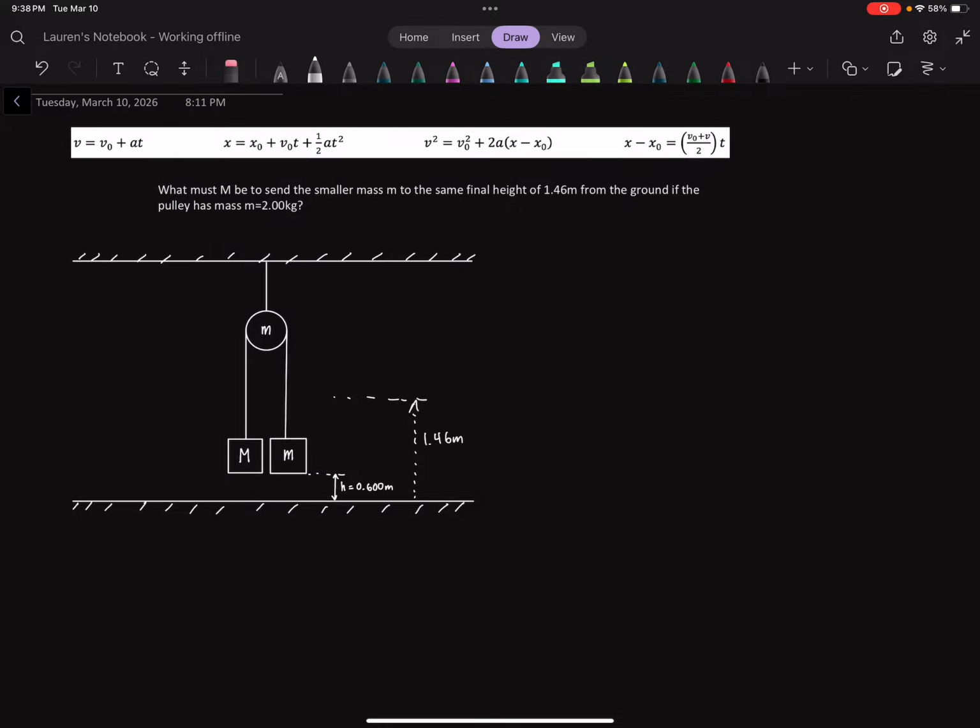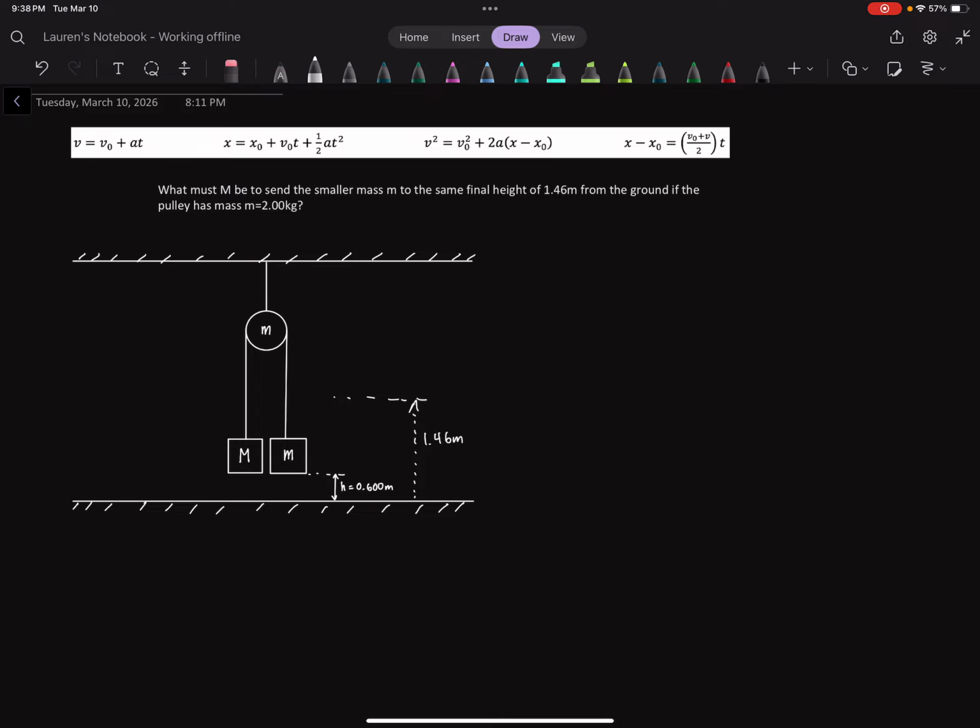1.46 meters. Because not only does the little block get lifted up the same amount h off the ground that the big block falls, it then ends with some final velocity and scrunches the rope and becomes a little projectile that goes up an extra, I think it turned out to be 0.26 meters.